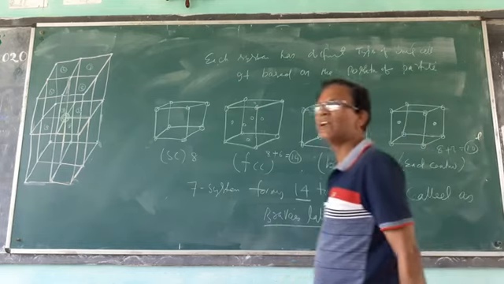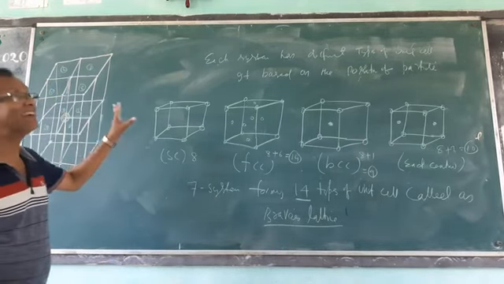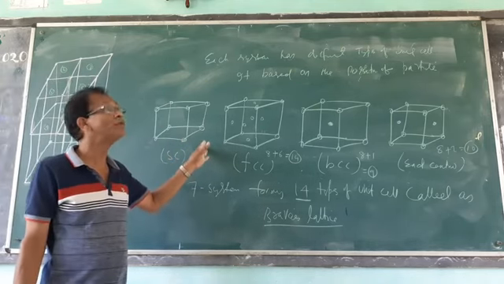So these are the different types of unit cell, which produce different crystals, and the nature of crystals depends on the nature of the unit cell.